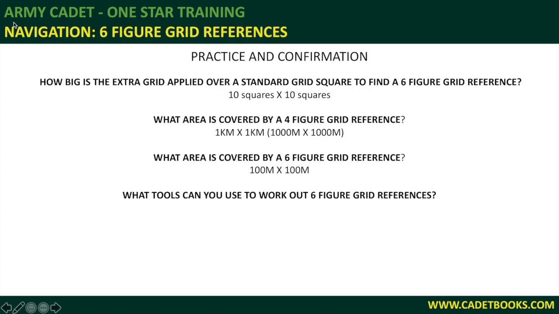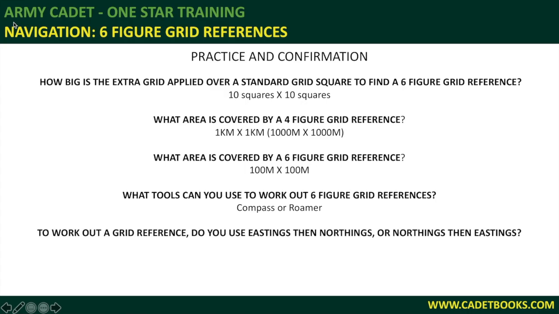What tools can you use to work out six-figure grid references? A compass or a roamer. To work out a grid reference, do you use eastings then northings or northings then eastings? Eastings then northings. Remember, along the corridor, then up the stairs.